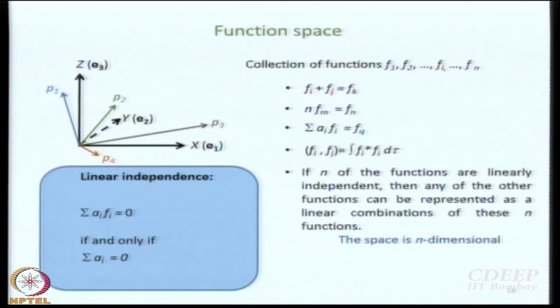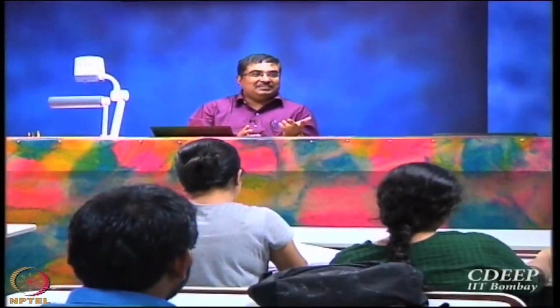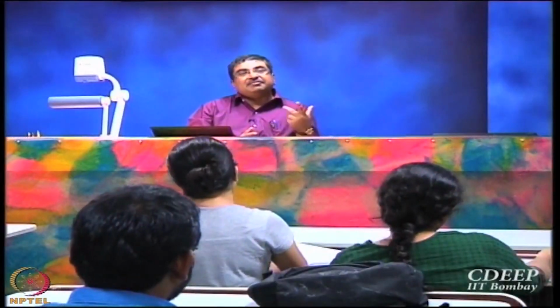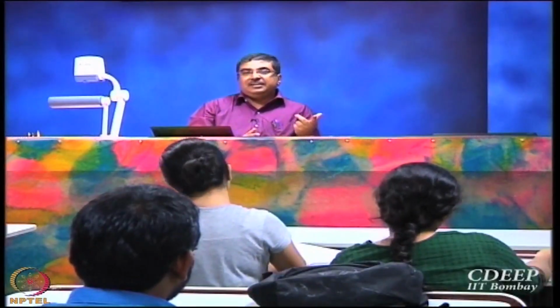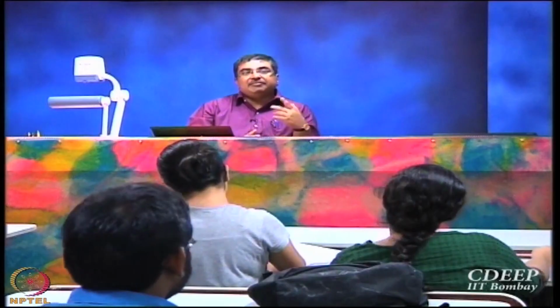How many position vectors are there? Infinite number of position vectors are there. So, are we in infinite dimension space? No, we are only in 3-dimensional space, because 3 vectors are sufficient. A linear sum of these 3 vectors is sufficient to describe any position vector that you can think of. So, this is the meaning of dimensionality, not how many vectors there are, but how many of these vectors are actually linearly independent, alright, fine.